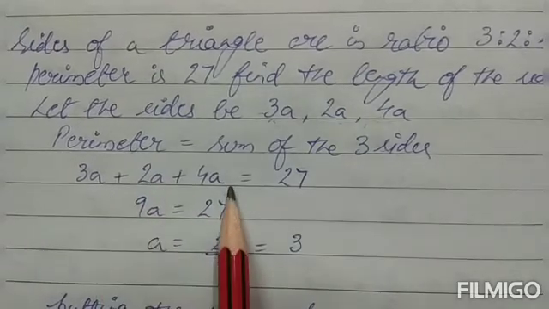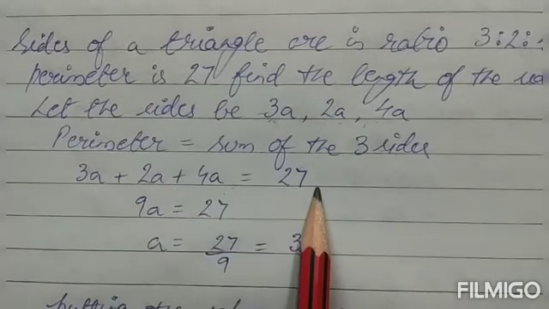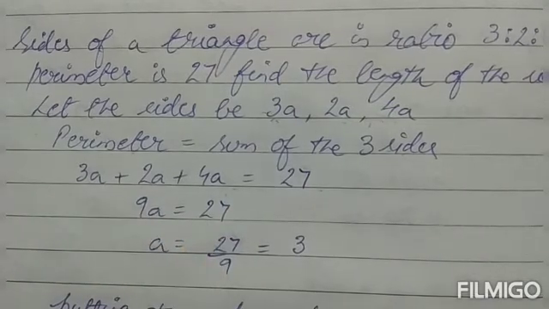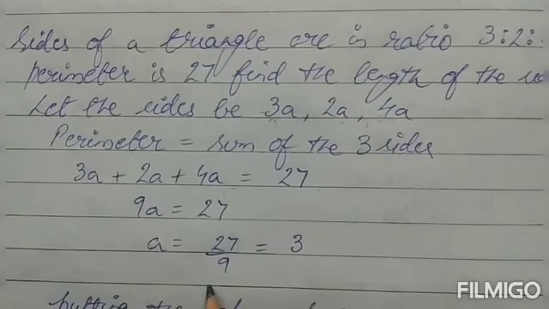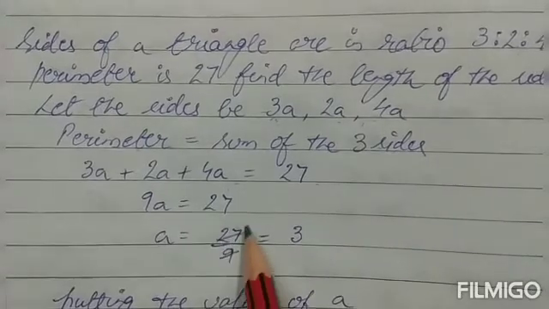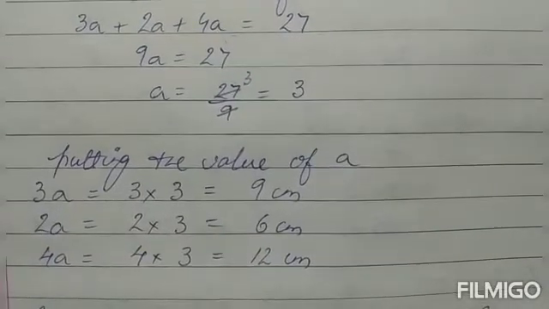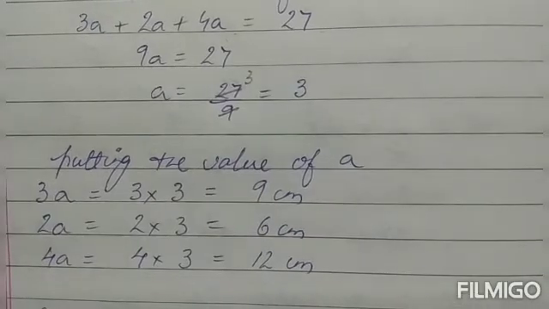3a, 2a, 4a, when added together, equals 27. These can be added because these are like terms. 9a equals 27. a equals 27 divided by 9, and 9 3s are 27. Okay. Now putting the value of a in all the 3 sides.